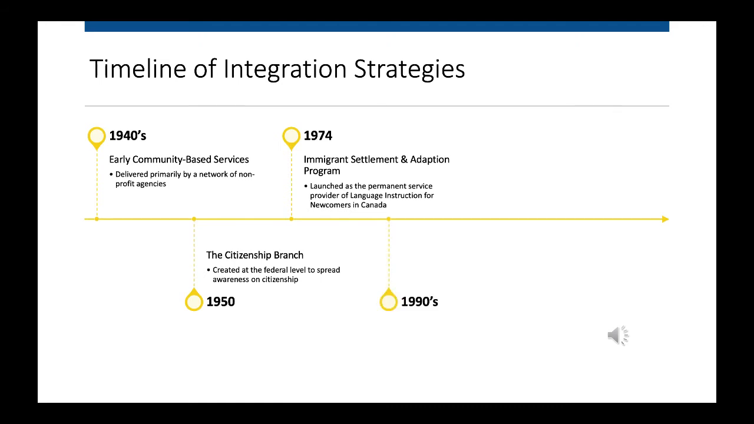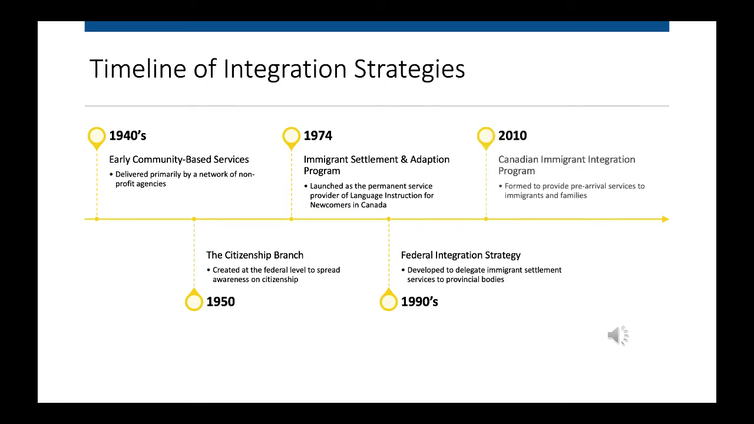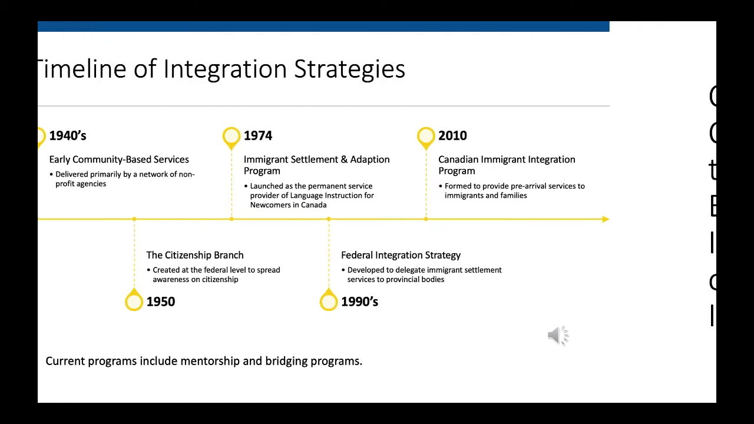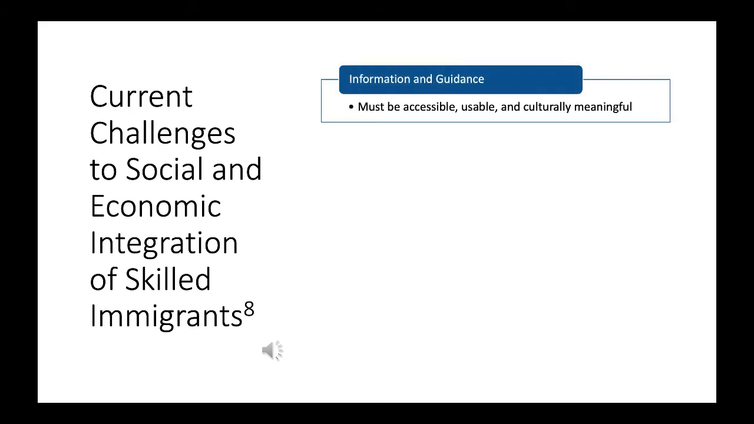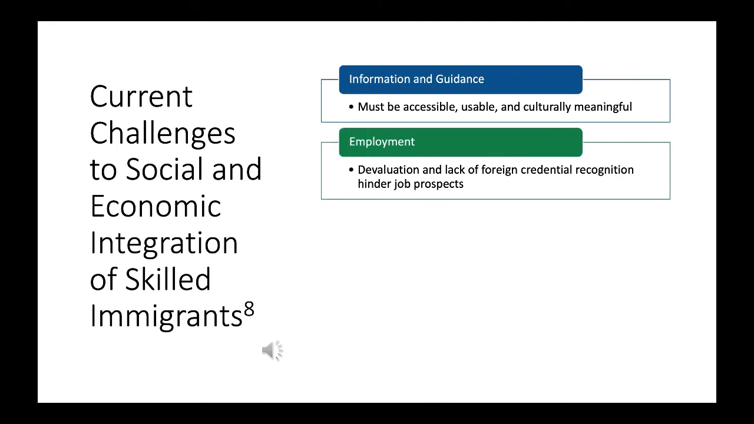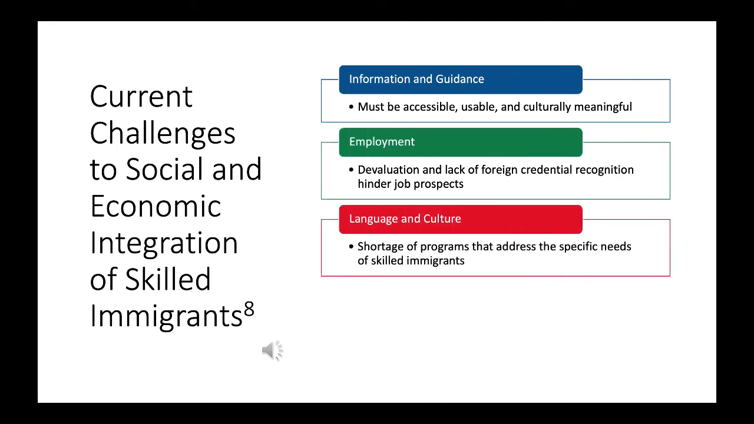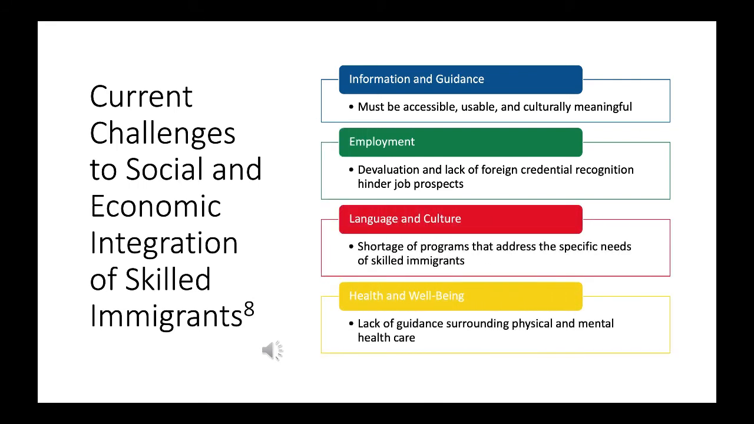In the 1990s, the Federal Integration Strategy was developed to enable provinces to take active roles in the governance of settlement and integration. The Canadian Immigrant Integration Program was a program launched in 2010 that provided pre arrival services to immigrants and their dependents to help prepare them for the Canadian labour market. Although Canada has a variety of programs to offer, there are still four main problems that migrants face. The first is information and guidance, the second is employment, third is language and culture, and the fourth problem is health and well being.